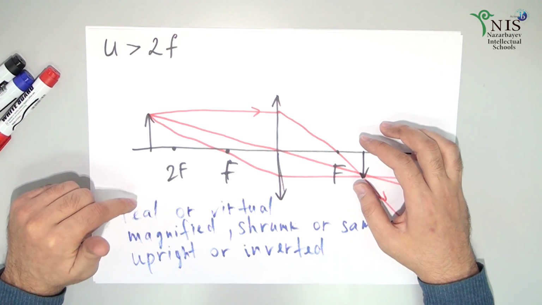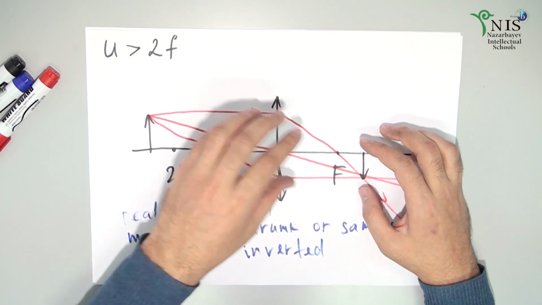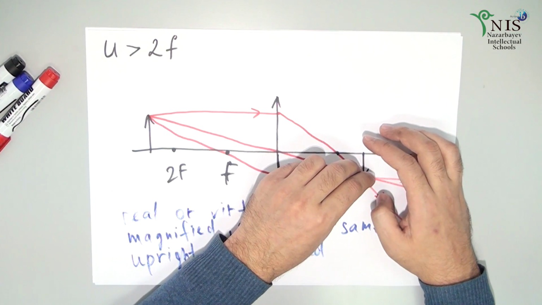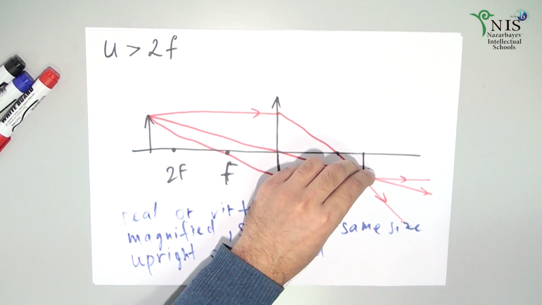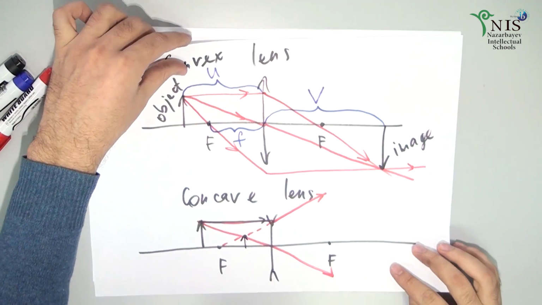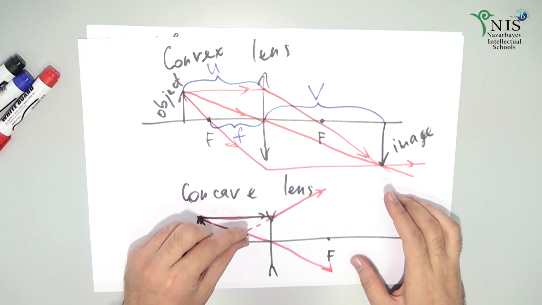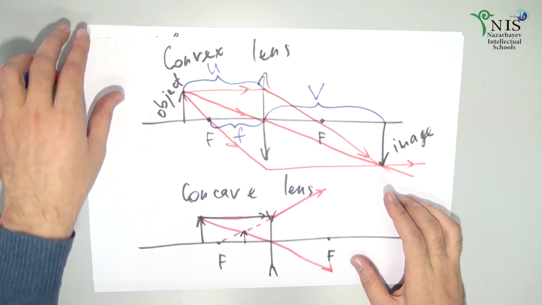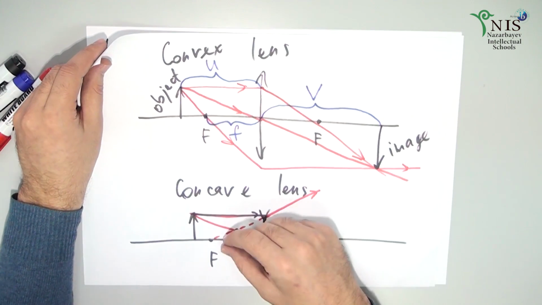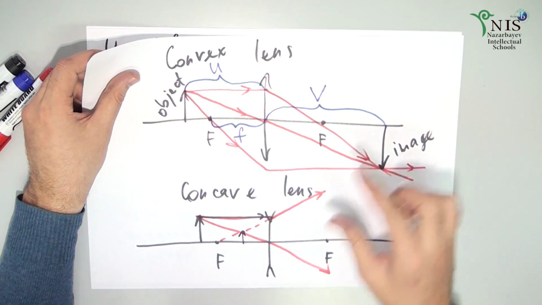Real images, they are obtained from the intersection of rays itself. But we just saw that if we cannot locate the image by rays itself, but by the extension of rays, this kind of image is called virtual image. So this is a virtual image. If rays intersect themselves, we get a real image.